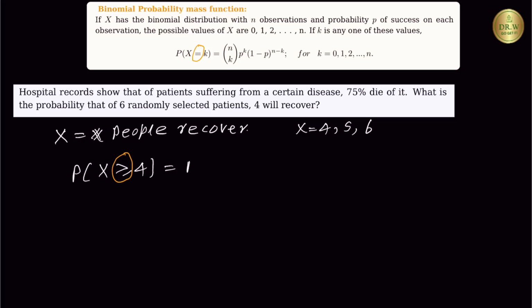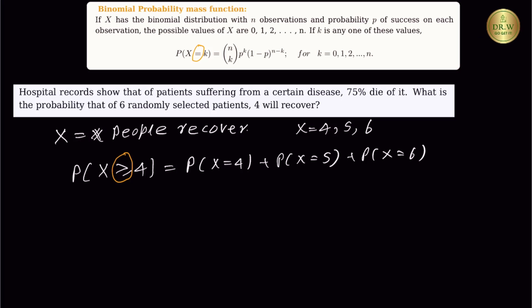How do we do that? This equals probability X equal 4 plus probability X equal 5 plus probability X equal 6. Then you can apply the probability mass function formula for each of them. Here first one k equal 4, second one k equal 5, third one k equal 6. So you can do this one by yourself.